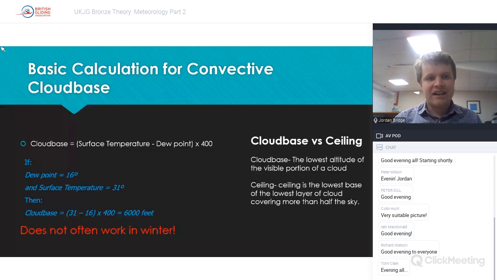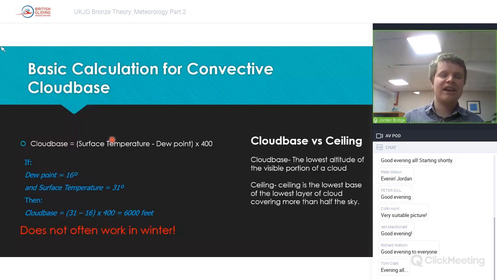I mentioned earlier a very crude way of trying to calculate convective cloud base. That is the difference between the surface air temperature, because of course surface temperature is how hot the ground is compared to how hot the air surrounding the ground is, minus the dew point, times 400. So you've got an example there: 31 minus 16, times 400, is 6,000 feet.